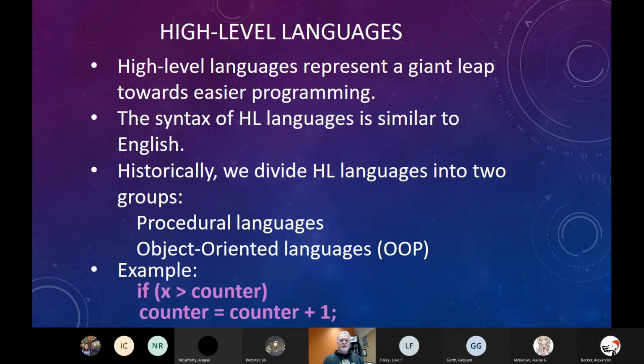We divide the higher level languages into two groups. There are procedural languages and object-oriented languages. Here's an example of some code, and by the fourth week, you'll understand what this means. You can see this: if X is greater than counter, counter equals counter plus one, right? That's the kind of stuff that you will see in the programs that we're going to do.